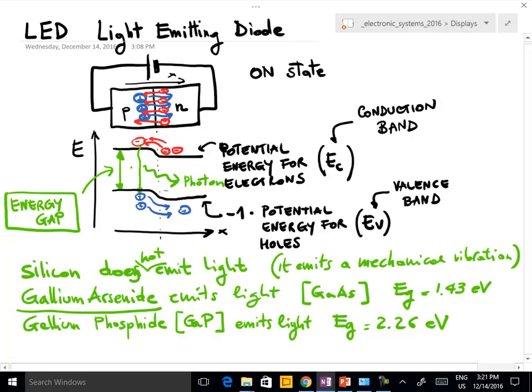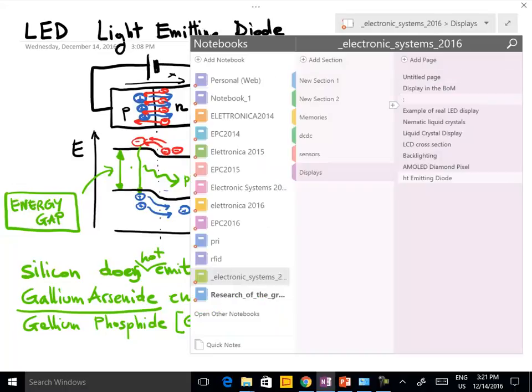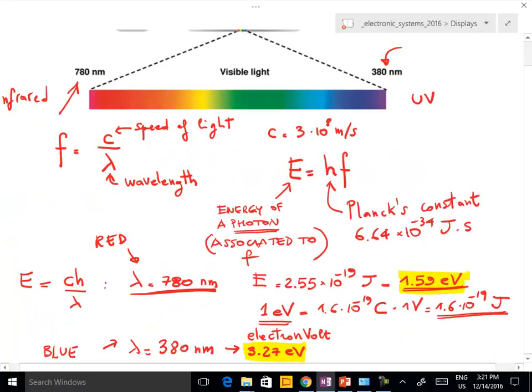so if you remember, the red was 1.59 eV. So 1.43 is below the red, which means infrared. 2.26 is of course above the red, but is of course below the blue. It's in the green part. Let me just use the... We are here. Okay, at about here, because we are below the blue. The blue is at 3.27 eV.